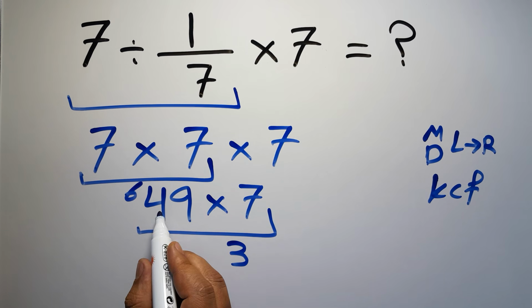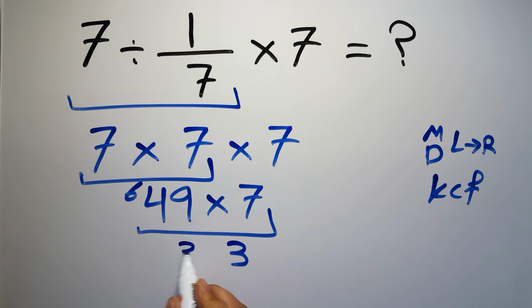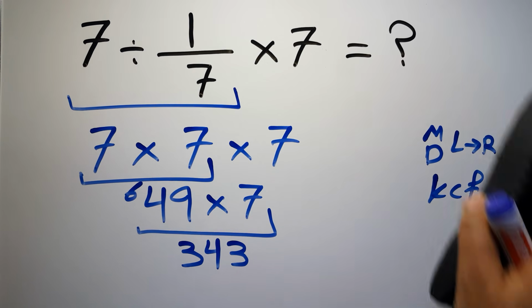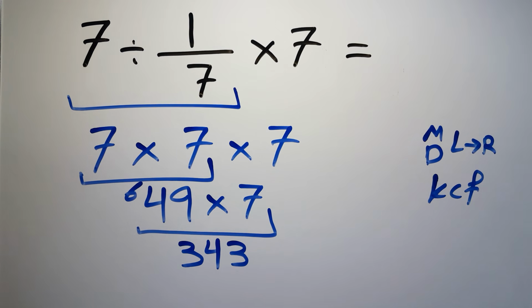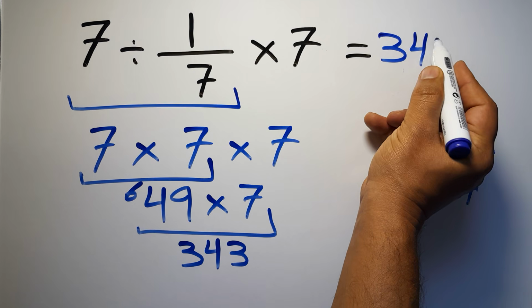7 times 4 gives us 28. So 28 plus 6 gives us 34. So we have 343. And this is our final answer to this problem. The correct answer is 343.